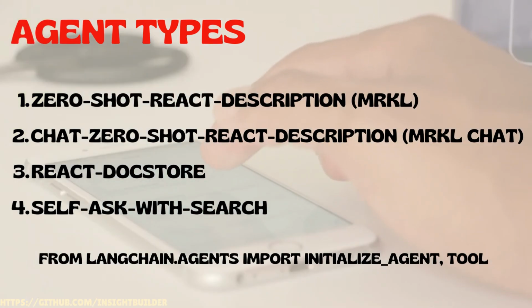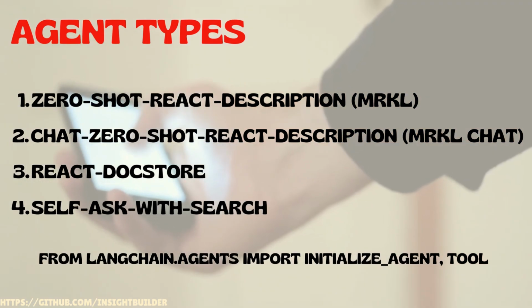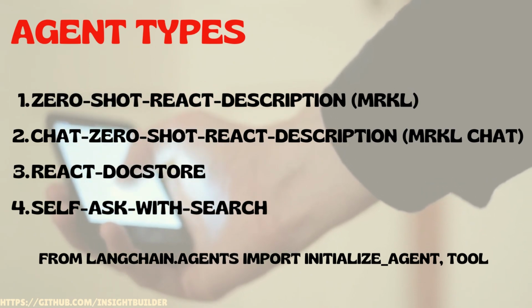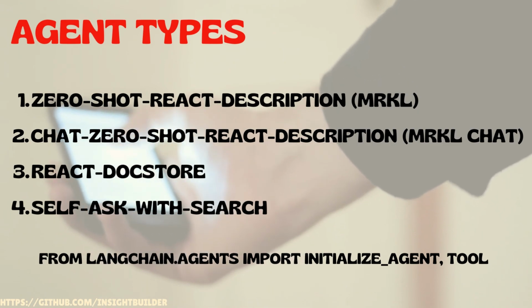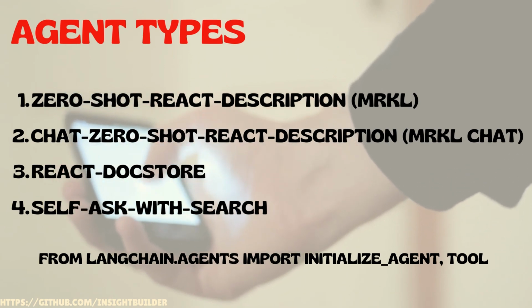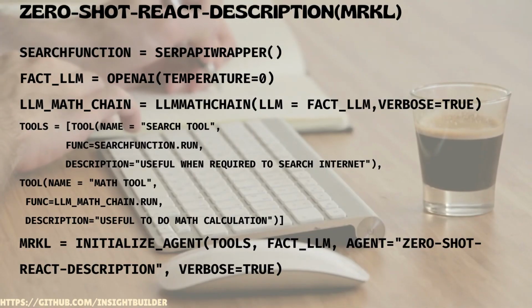We have zero shot React description agent, that is MRKL, it's called. We have chat zero shot React description, that is MRKL chat. We have React doc store, and finally we have self ask with search. All these agents are initialized using initialize agent and tool. These are the two modules, two classes that we will be using to initialize the agent as well as get the tools up and running. We will be seeing this in a couple of examples, starting with zero shot React description MRKL.